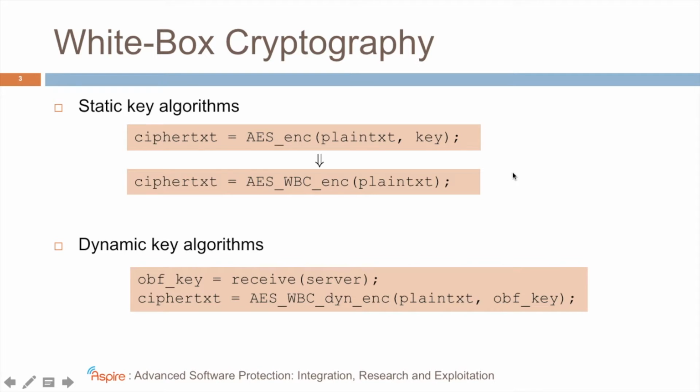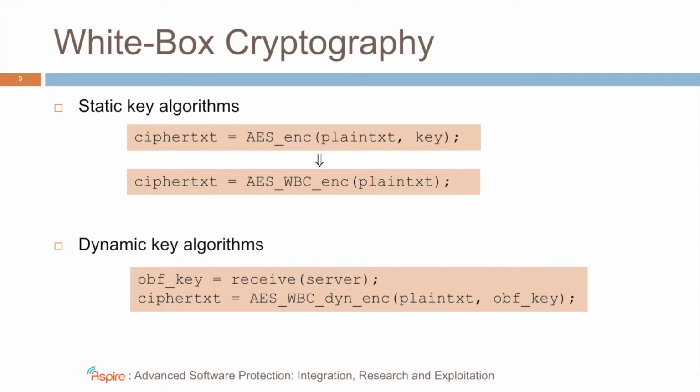We also have dynamic key algorithms. In that case, a form of obfuscated key is received from a server, and that obfuscated key is still passed to an encryption routine. The goal here is that this encryption routine can perform the encryption with the original key, but the attacker only gets to see the obfuscated key, and from that and from the code and the data already in this function, he should not be able to reconstruct the original key.